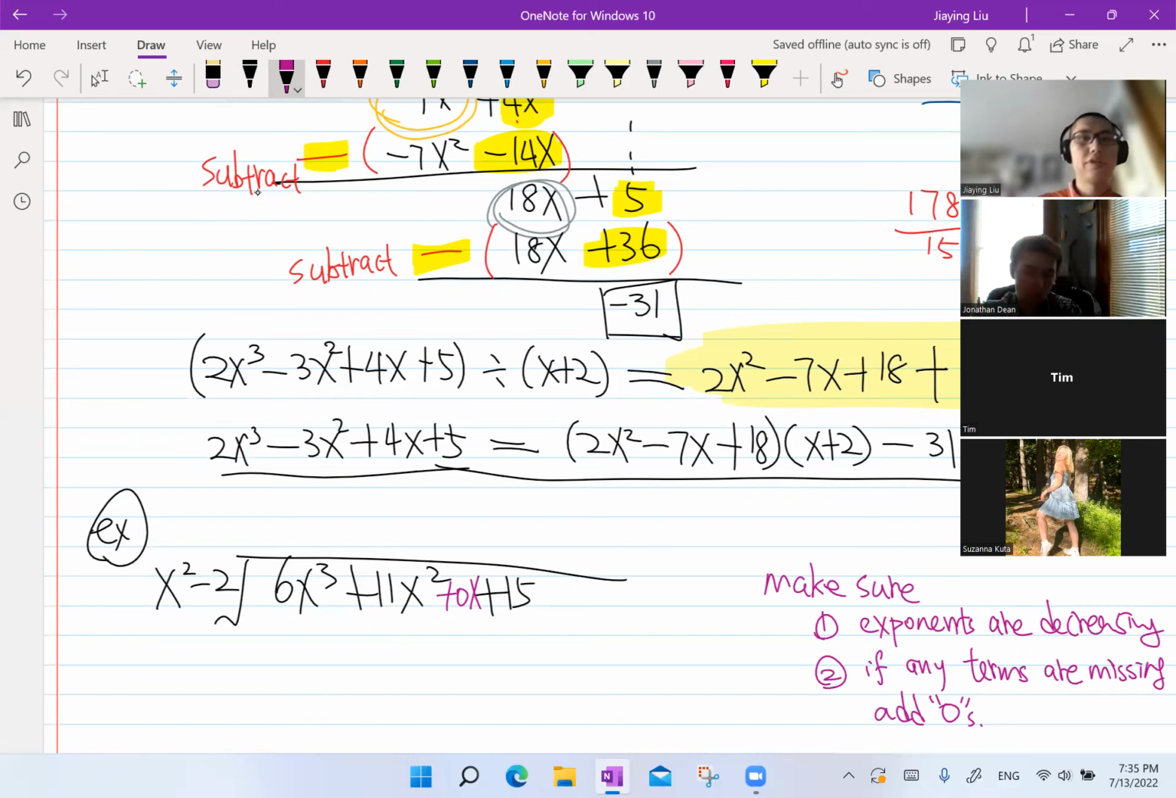So first of all, I need to get rid of 6x cubed, but I have x squared minus 2 as the divisor. So x squared times what term gives me 6x cubed? Well, x squared times 6x will give me 6x cubed. So I need the 6x. Where do I put that? I'm going to put that above the x term, which is the 0x. So I'm going to put 6x here.